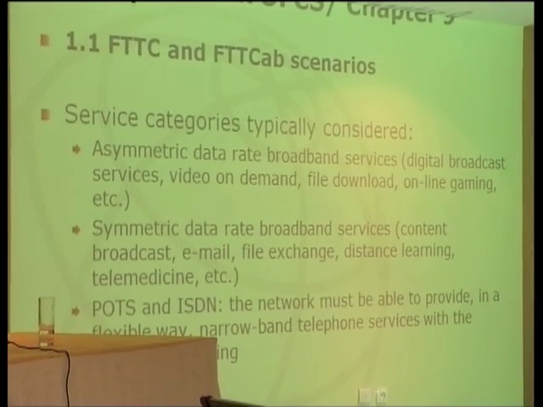Service categories. We have an optical or mixed access network. Which kind of services can we deliver over such a network? We can have asymmetric data broadband services, which means that the information flow from the central office to the customer is much higher than the information flow from the customer towards the optical line terminal in the central office.